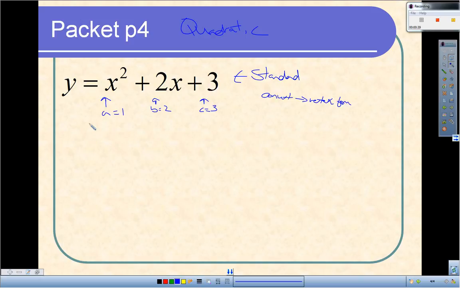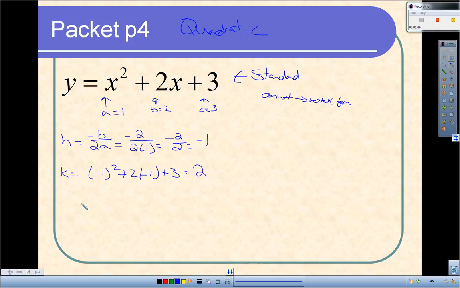So if I were to convert this, the first thing I do is identify a, b, and c, which I did. So now let's find h. h is negative b over 2a. So since b is 2, negative b will be negative 2 over 2 times 1, so that will be negative 2 over 2, so that will be negative 1. To find k, we're going to plug that negative 1 in for x. And if I plug this into my calculator, I should get a value of 2.